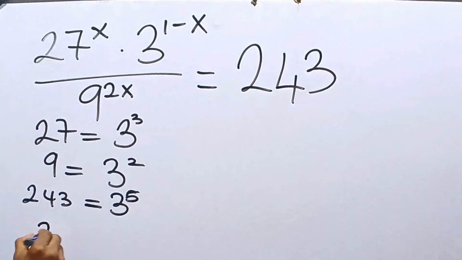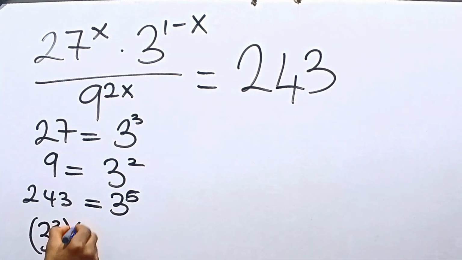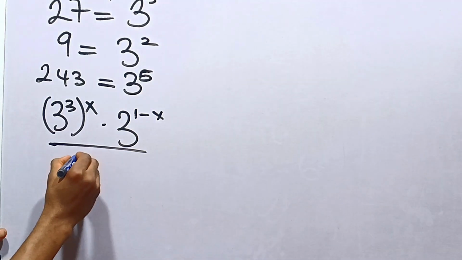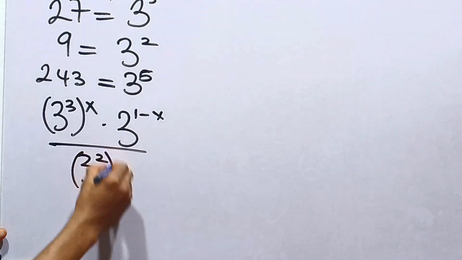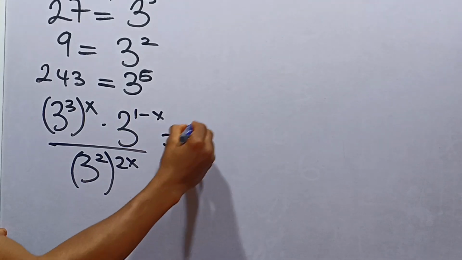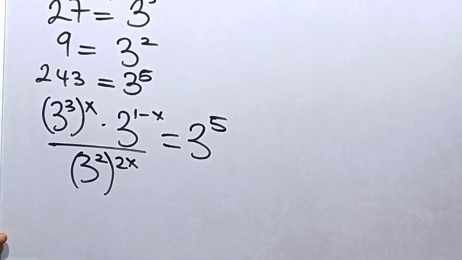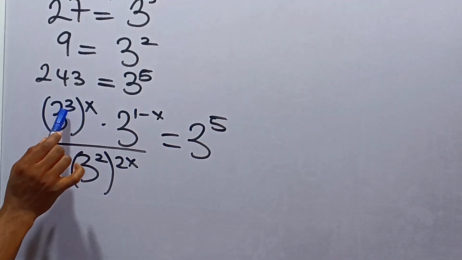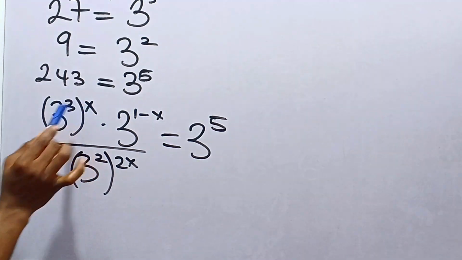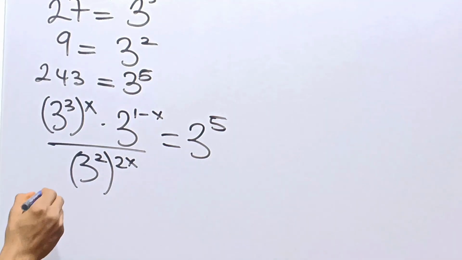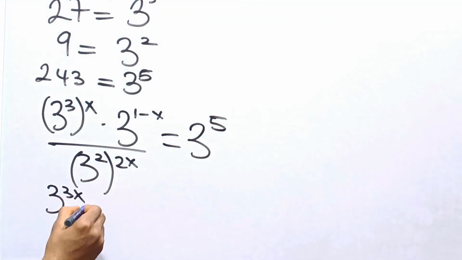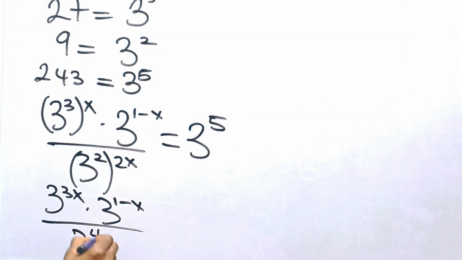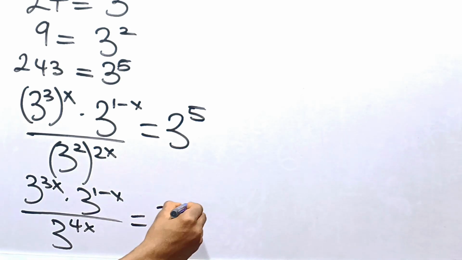Alright, 3 raised to power 3, all raised to the power of x, multiplied by 3 raised to power 1 minus x, divided by 3 raised to power 2, raised to the power of 2x, is equal to 3 raised to power 5. Now at this point, when you have something like 3 raised to power 3 raised to power x, you multiply the power. So you have 3 raised to power 3 times x, which is 3x. So you're going to have 3 raised to power 3x multiplied by 3 raised to power 1 minus x, divided by 3 raised to power 4x, is equal to 3 raised to power 5.